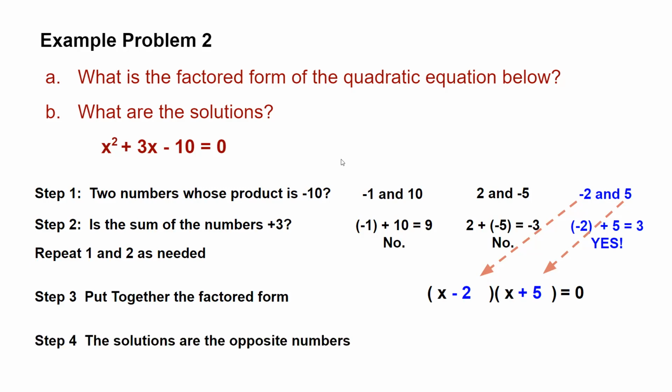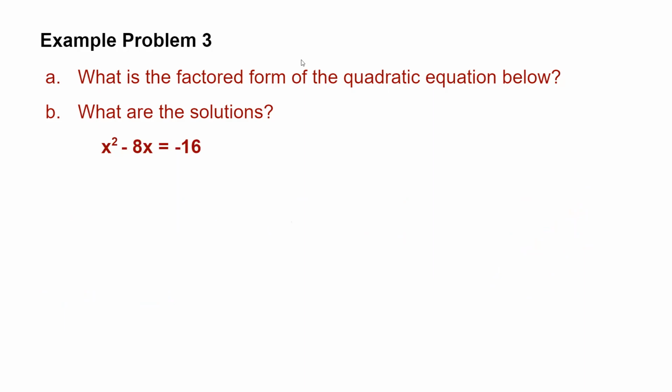And then we find our solutions. They're going to be the opposite of these, 2 and negative 5. All right, let's move on to our next problem. Same questions. What is the factored form? What are the solutions? There's a little bit of a difference in this one.